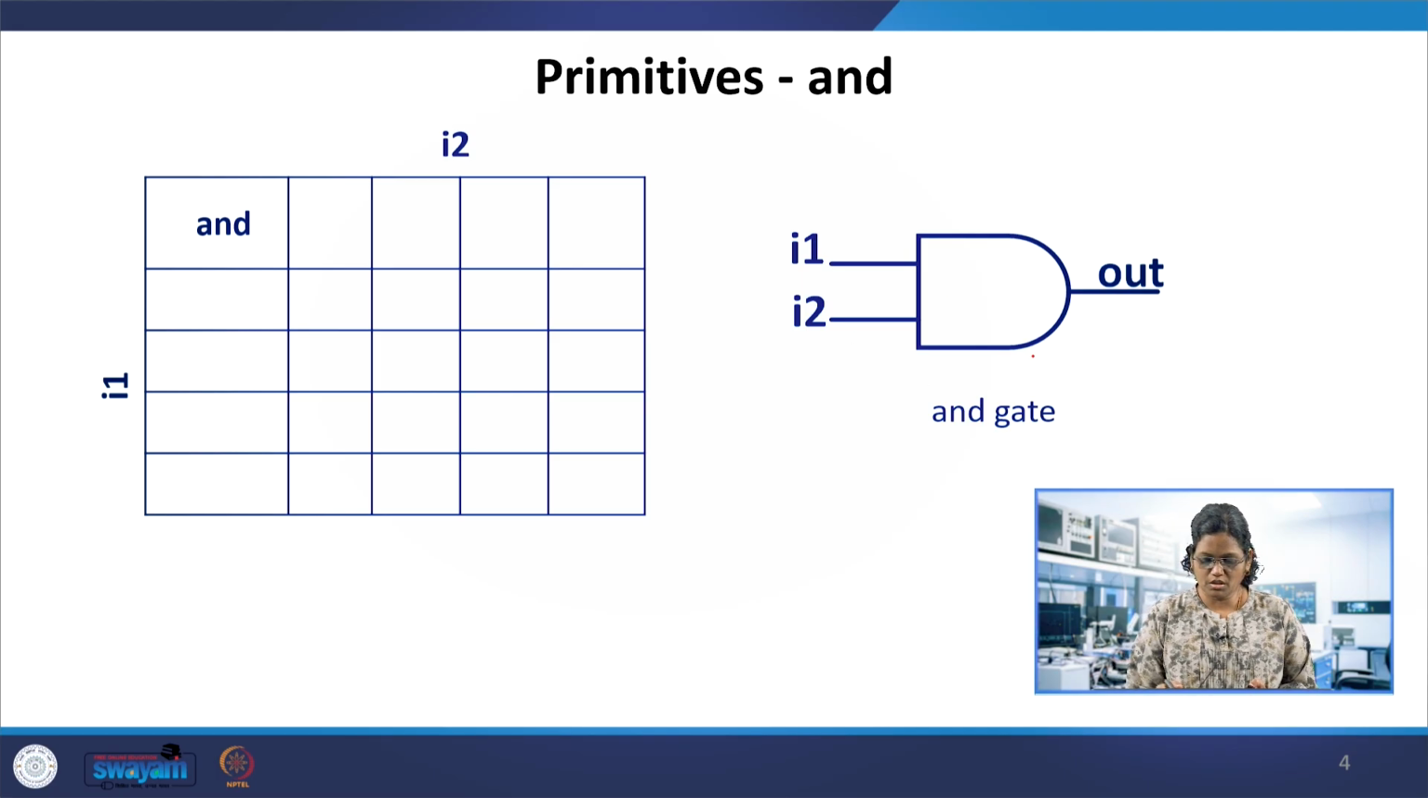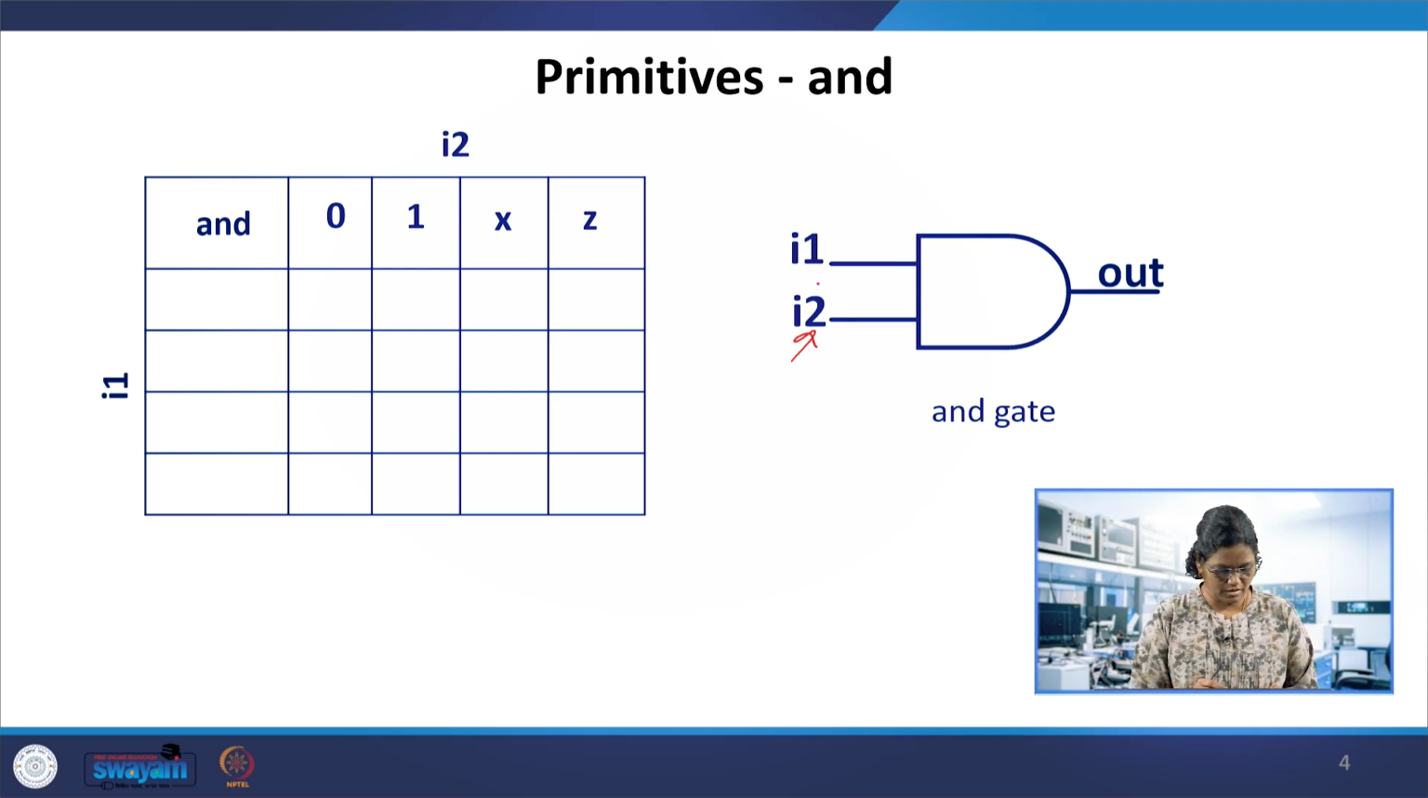Because Verilog is a 4-value logic system, X and Z also matter: the unknown and high impedance states. So, suppose the inputs are unknown, what would the output be? If the input is in the high impedance state, what should the output be? So, we take I2, for example, with values 0, 1, X, Z.